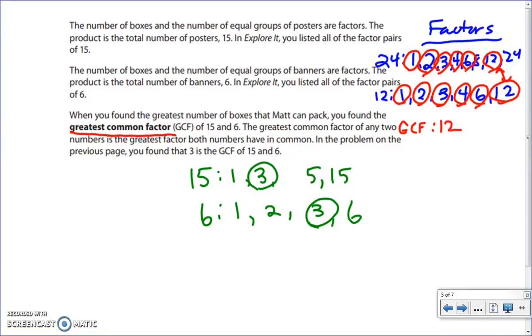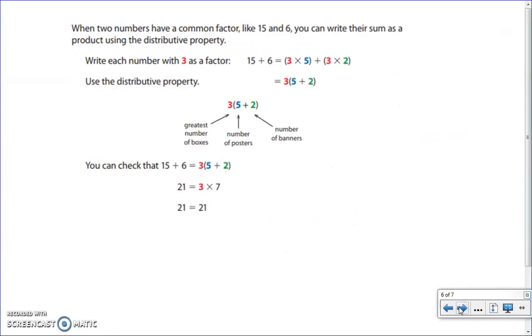Between 24 and 12. In the case of 15 and 6, there was only one factor that they shared in common, so the greatest they share in common would be 3. Okay, so you may need to be making some lists for your factors on today's work.